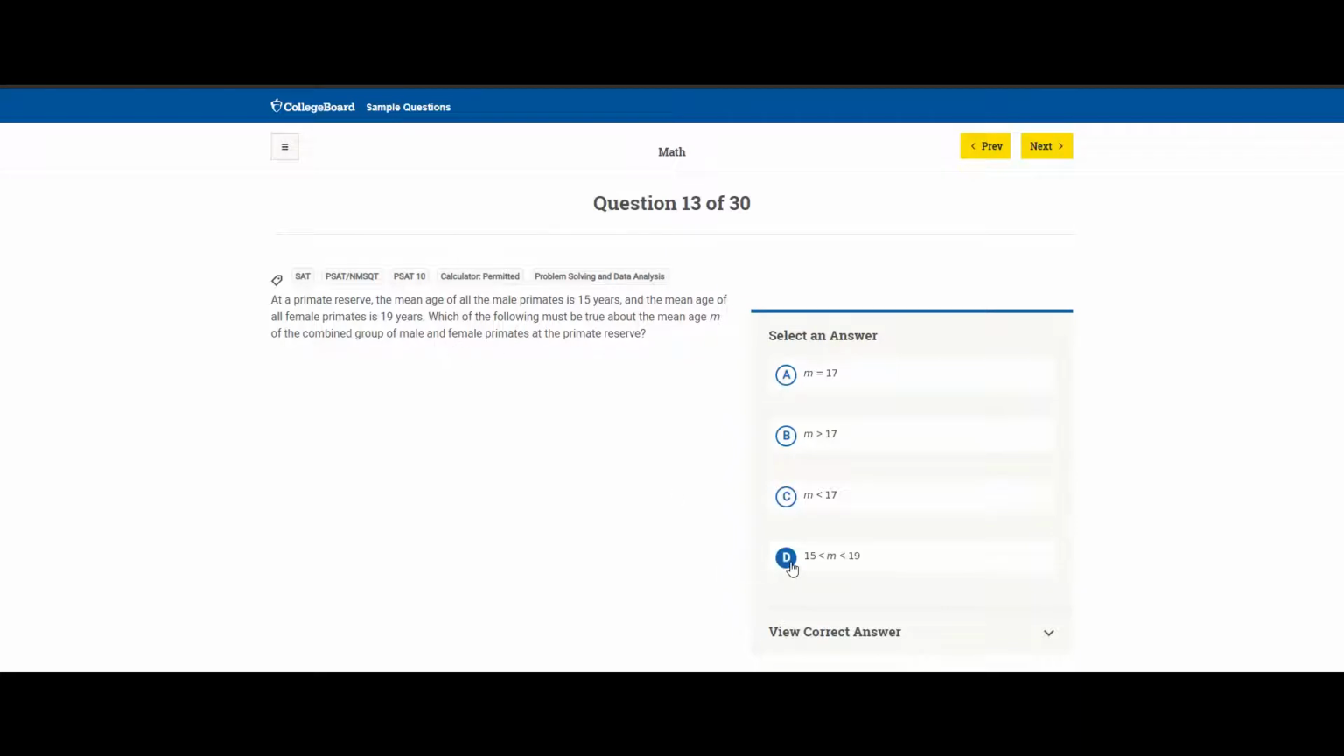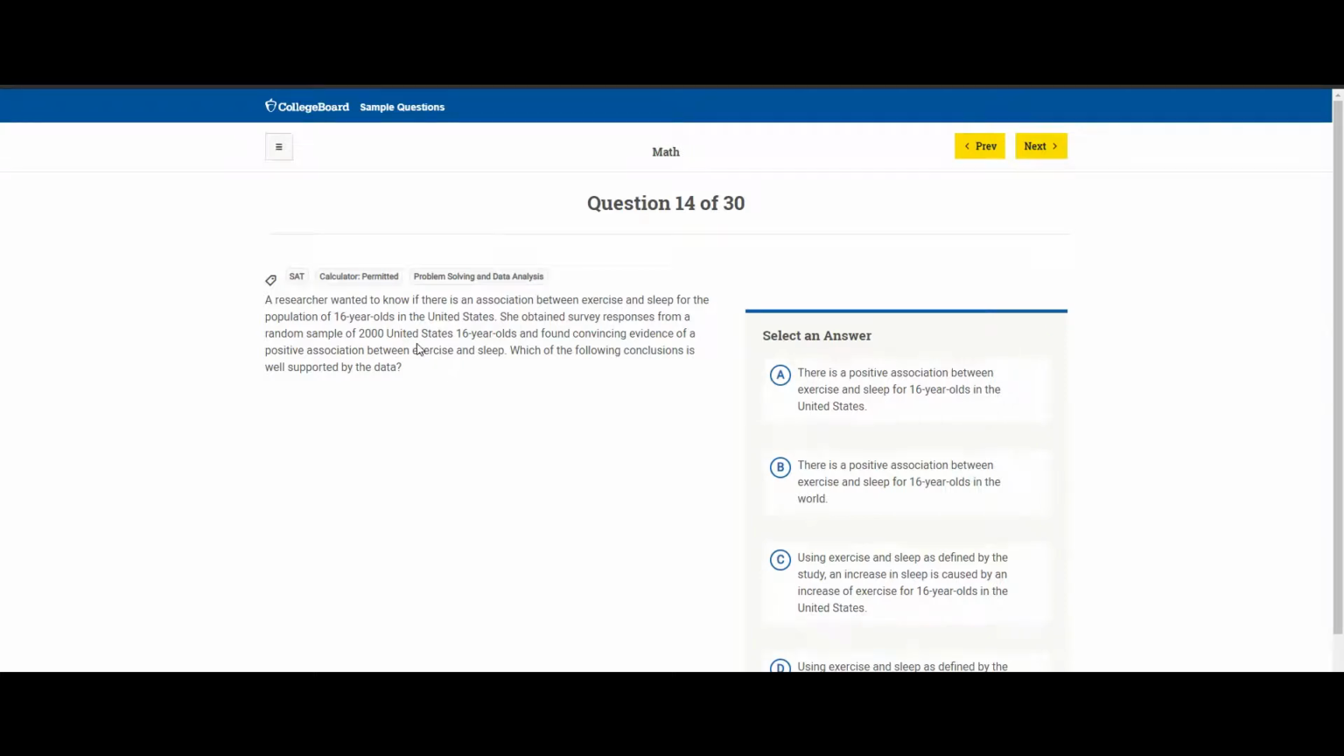So, the combined group, these are not true statements, because you don't know how many are male and female. Only this one is the true statement, because it's somewhere in between them. You don't know these. Definitely, that's not true. You don't know that. So it's got to be that.